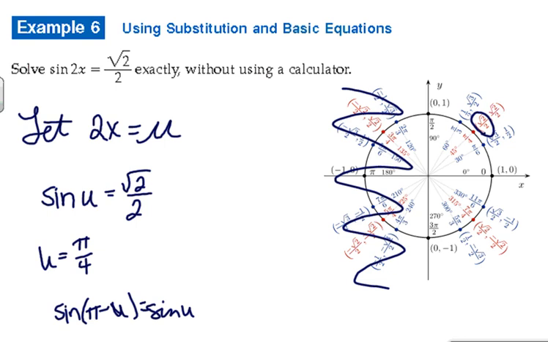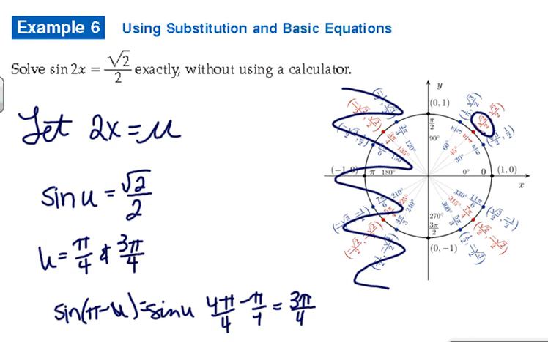So again, we've got pi minus pi over 4. Get a common denominator of 4, so it's going to be 4 on top and 4 on bottom, because again, the 4s will reduce and give you pi. So we know we've got 3 pi over 4. So we know that u is pi over 4 and 3 pi over 4.